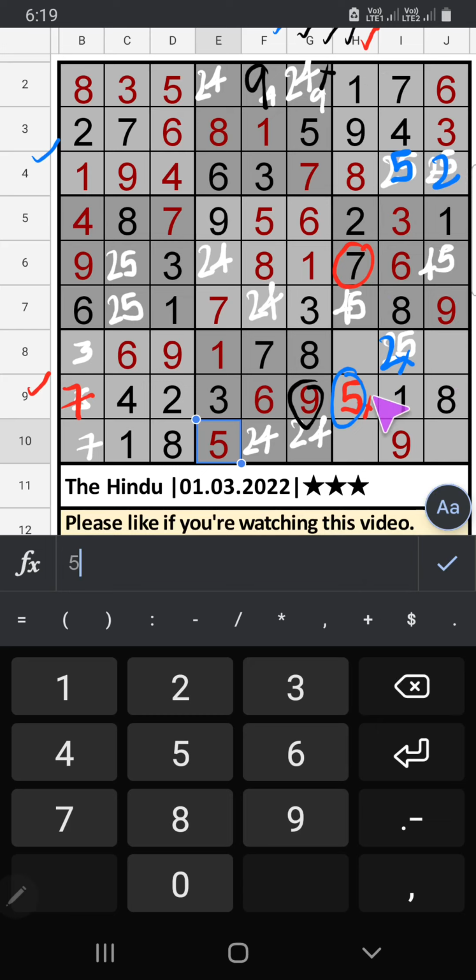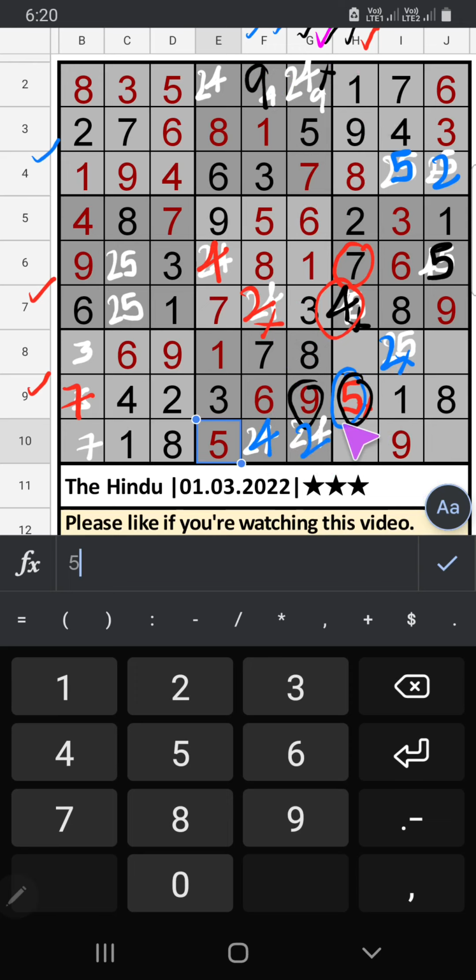Column H, we have 5. So 5 can't come in this cell, 5 is confirmed here. Then 4 is here. 7th row, we have 4. So 4 can't come in this cell, 4 is confirmed here. Then 2 is here. Column F, only 1 number is remaining, 4. 4 is confirmed here. Then we can confirm 2 also here.